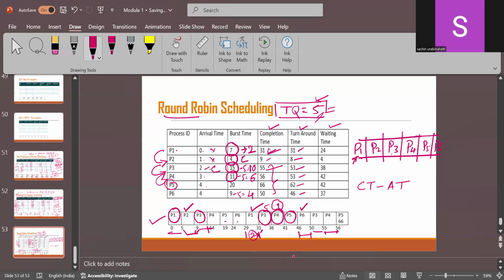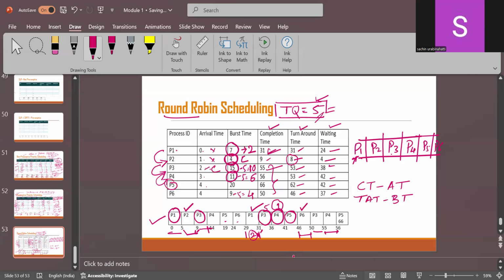Similarly, calculate this. And waiting time is a simple formula, that is your turnaround time minus burst, right? Turnaround time for P1 is 31, burst time is 7. So 31 minus 7 is 24. Turnaround time for P2 is 8 and burst time is 4. 8 minus 4 is 4. Similarly, calculate it for the rest of the processes.